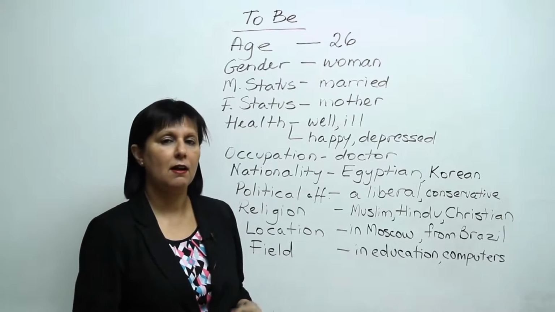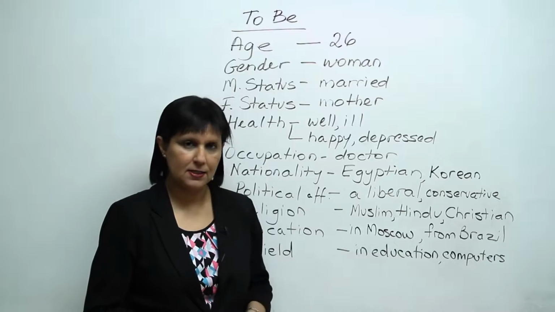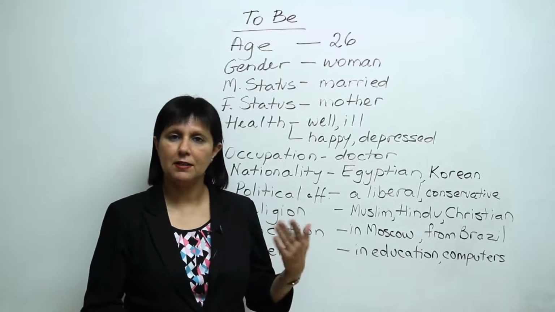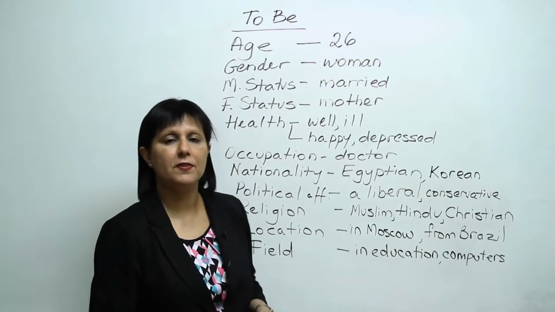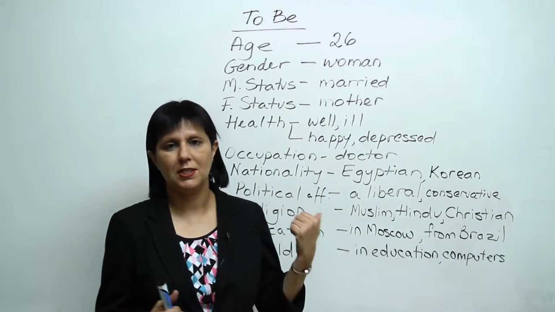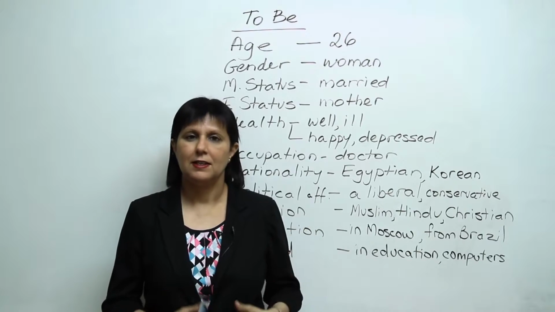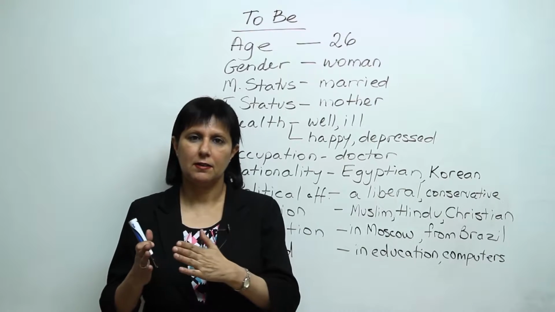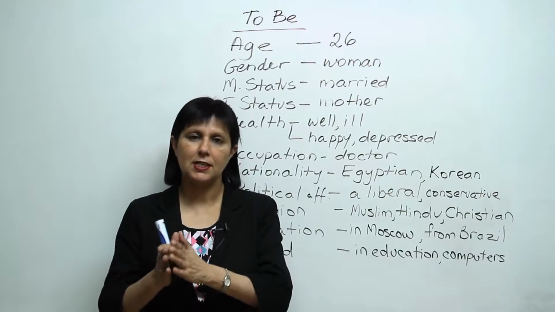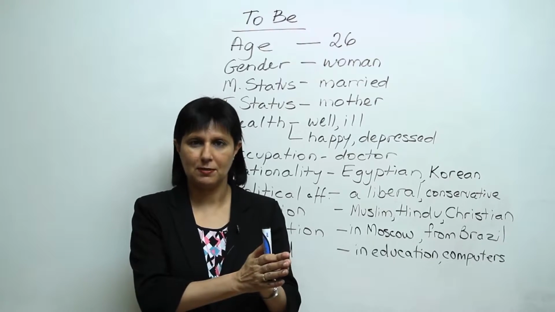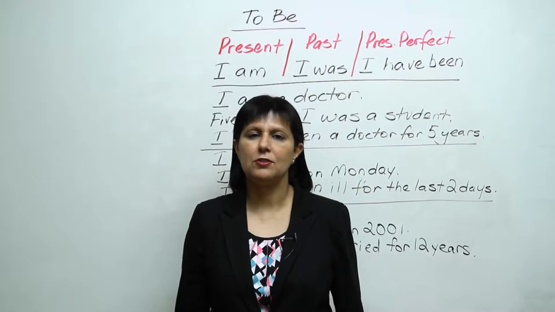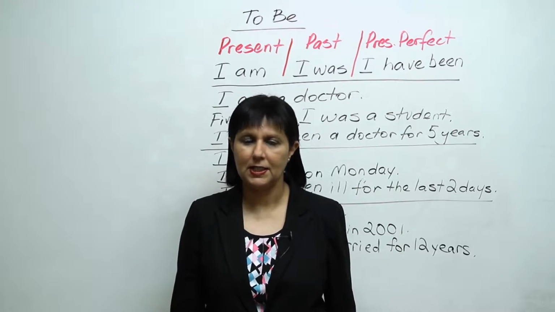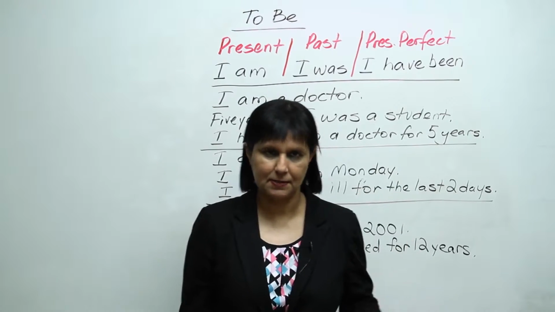So I could say, I am in education. Somebody else could say, I am in computers, right? So these are just a few of the very many situations in which we need to use the verb to be. Next, we'll be talking about the verb to be in the present, in the past, and in the present perfect. Okay, so let's look at how to use this essential verb to be in three different tenses.